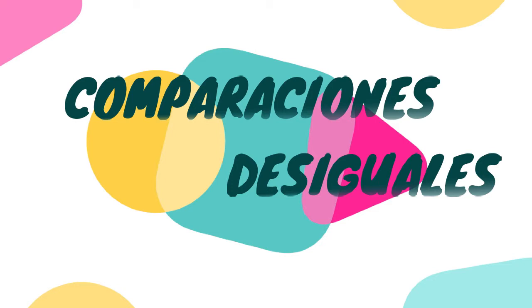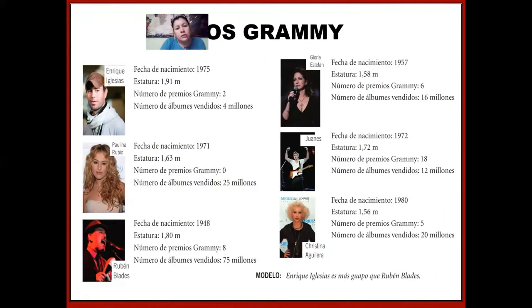Let's work at the level of inequality. See, inequality. One is going to be more or less than the other. So we're going to use the Grammys and this information from Enrique Iglesias and Gloria Estefan and Paulina Rubio and Juanes. Here we also have Rubén Blades and Cristina Aguilera. These are famous Latin American artists. All of them are singers. And we are comparing them.